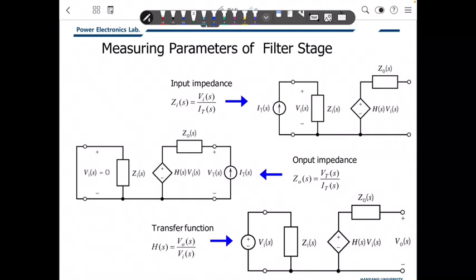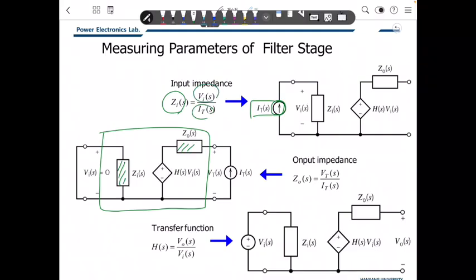So how to measure the impedance? This is the filter, and we want to measure this Gi and Go. It's very simple. For the input impedance case, you insert some specific current. We calculate those variables, and then you can get the input impedance as VI over IT. So we can calculate the input impedance.